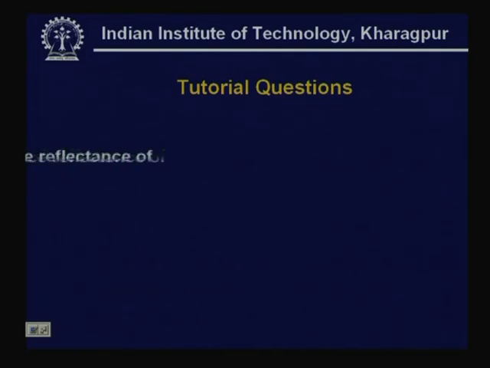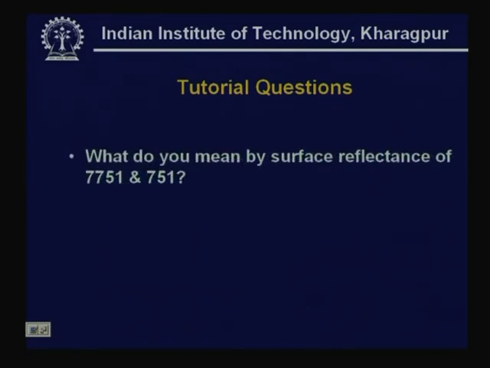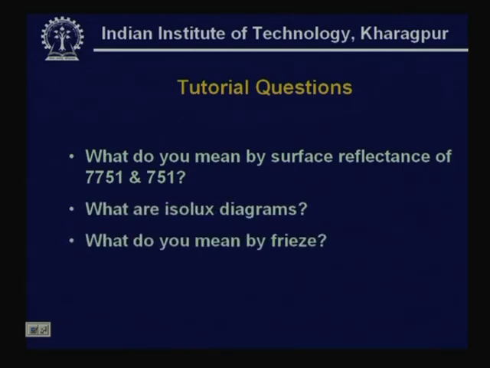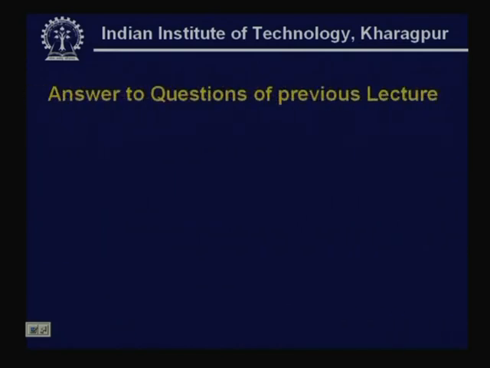Coming to the tutorial questions that may be addressed, the surface reflectances are specified by a 4-digit or a 3-digit number. So, the first question is, what do you mean by surface reflectance of 7751 and 751? What are Isolux diagrams? What do you mean by frieze? Now the answers to some of the questions which were addressed in the last lecture.